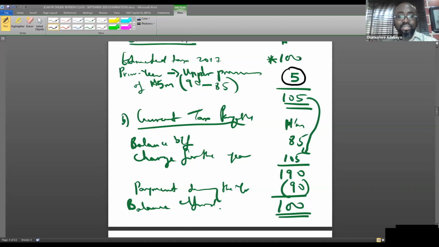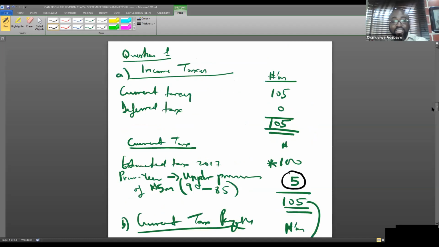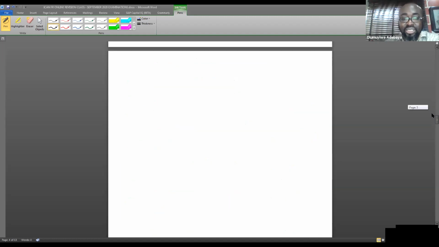And that goes with the suggested solution to that, which means what we recognize as income taxes in our financial statement is 105, and what we recognize as our current tax payable in the balance sheet is 100.